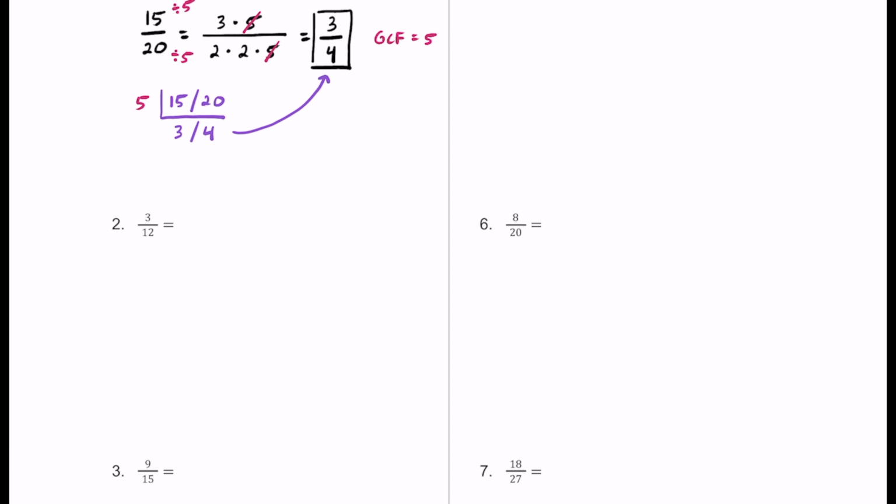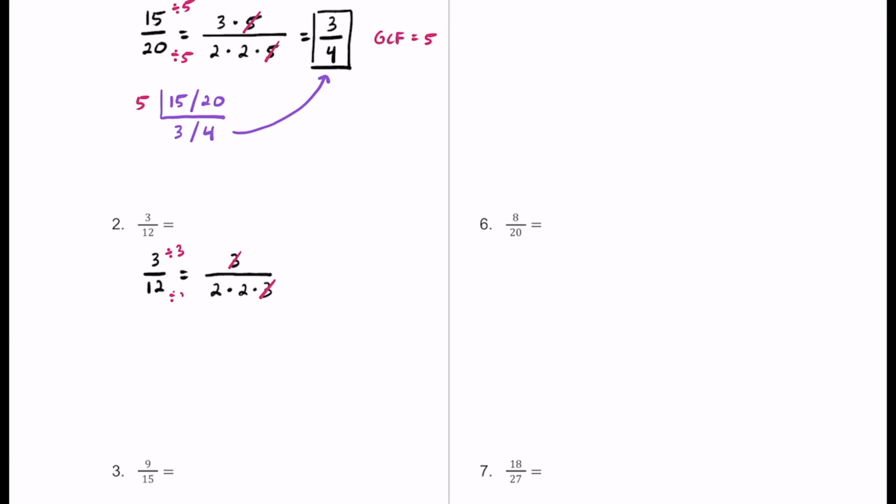For number 2, we have the fraction 3/12. So let's see what this is going to look like. We can take the fraction 3/12 and think about what prime numbers we can break each of the numerator and denominator into. Now, the 3 on top is already prime, so leave it alone. 12 breaks into 2 times 6, and then 6 breaks into 2 times 3. All right. Now, if you look at the top and the bottom, notice how they both have a 3, and that's it. So the GCF here is going to be 3.